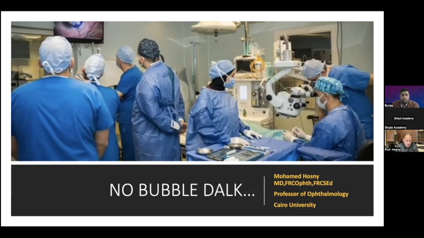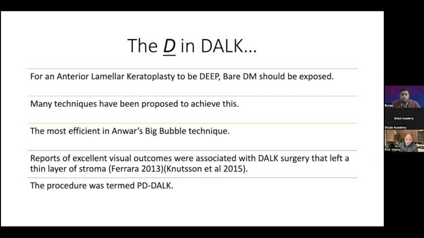You would do an extraocular procedure that would end up transplanting only stroma, so a lot of the potential complications of penetrating keratoplasty were definitely avoided. And on the other hand, you would get good visual outcomes, unlike the manual anterior lamellar keratoplasty we did back in the day, where we did not have that good an outcome. So basically, for anterior lamellar keratoplasty to be deep, bare Descemet's membrane, or Descemet's membrane and Dua's layer, should be exposed.